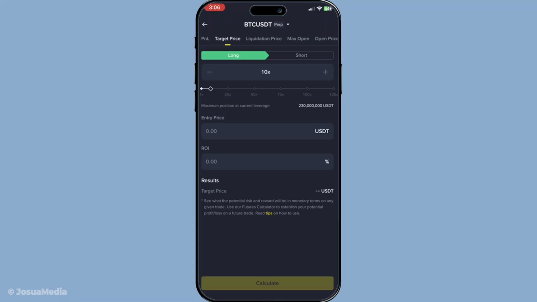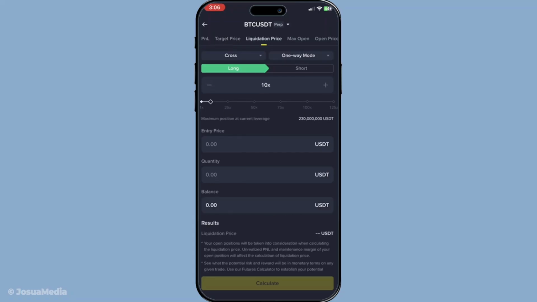Finally, the liquidation price mode provides critical information about when your position might be at risk of being closed due to insufficient margin. Knowing this can be crucial for managing risk and ensuring that you keep your positions open until you decide otherwise, not the market or the system.